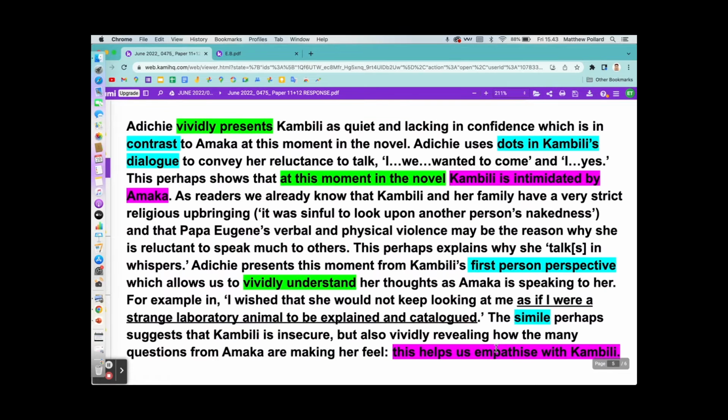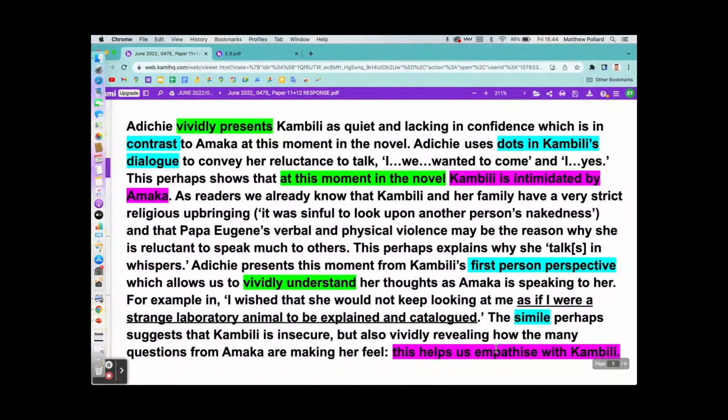Let's go to the next paragraph. Adichie vividly presents Kambili as quiet and lacking in confidence, which is in contrast to Amaka at this moment in the novel. Adichie uses dots in Kambili's dialogue to convey her reluctance to talk. "I... we wanted to come, and I... yes." This perhaps shows that at this moment in the novel, Kambili is intimidated by Amaka.